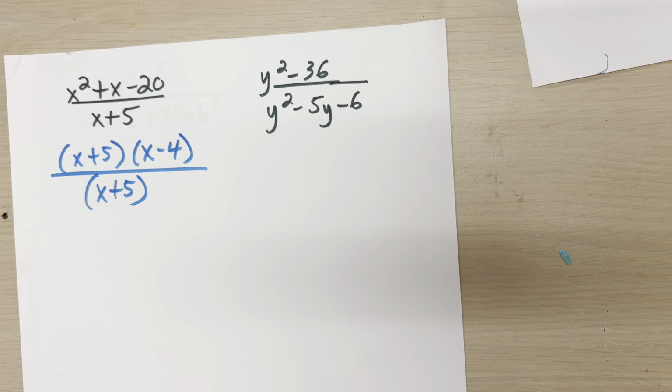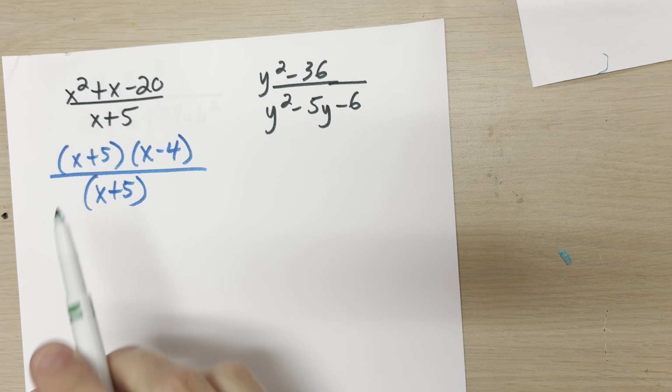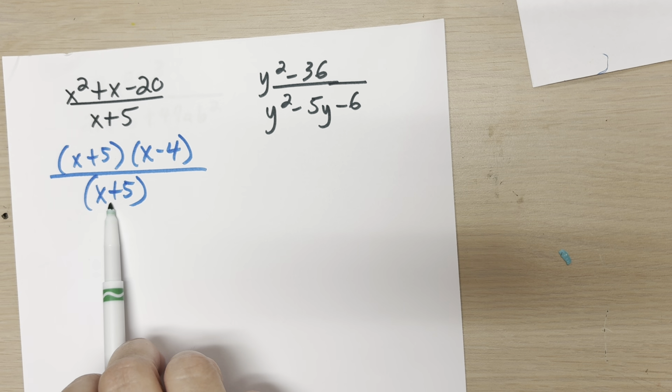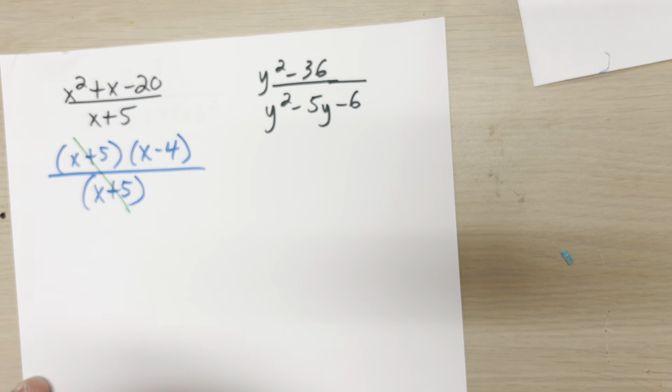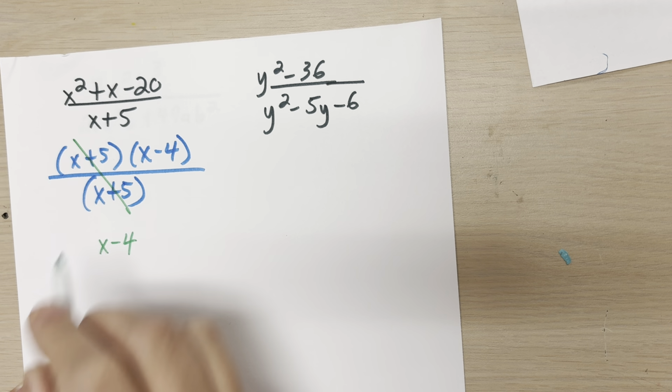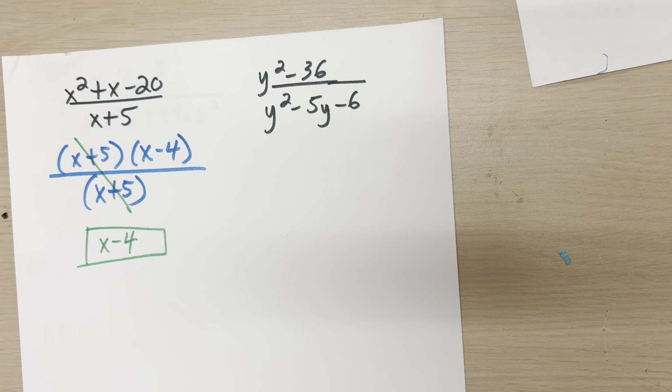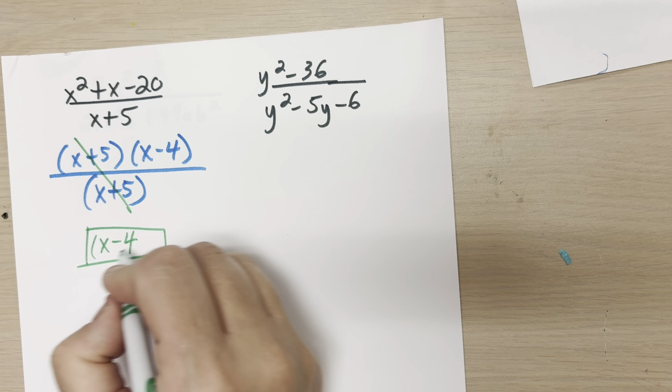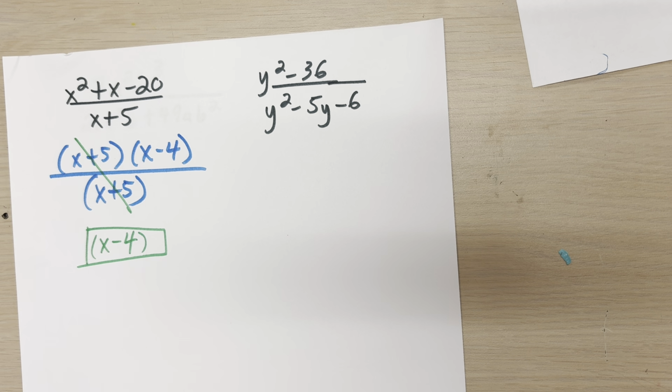Now, here's the fun part. When you have terms like this, I should say binomials that are exactly the same, they can cancel. I'm left with x minus 4, and that's my answer. And you don't have to put it in parentheses, you can. I usually tend to, just because I think it looks nice, but you don't really have to.